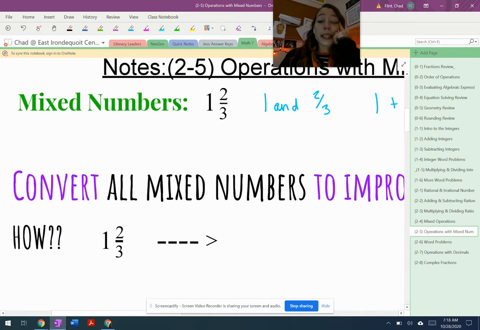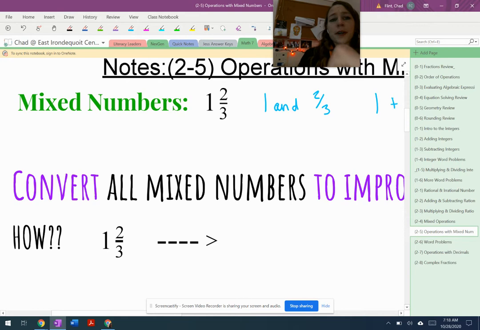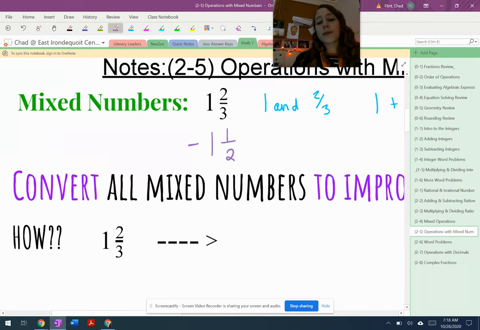So now let's think about a negative mixed number, because that's what's new here. What if we have negative 1.5? We still pronounce that the same way, right? Negative 1 and 1/2. And in this case, are both the 1 and the 1/2 negative? Is just the 1 negative? Is just the 1/2 negative? What do you think here?